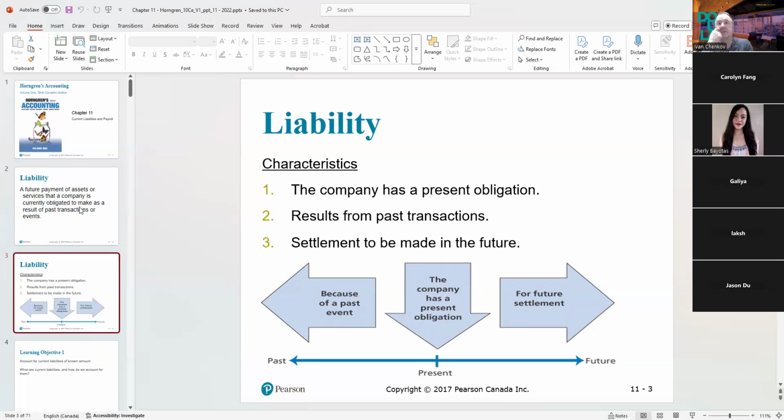So what is the characteristic of the liability? First one is the present obligation. Second one is the past transaction. And the third, future event, which involves settlement, either through the assets or through the services.